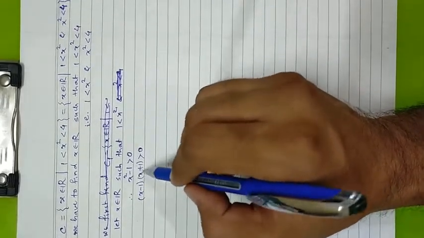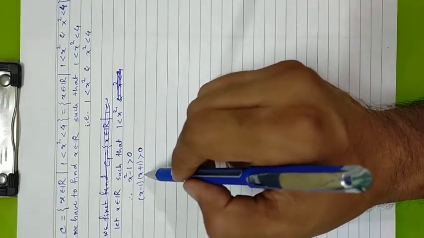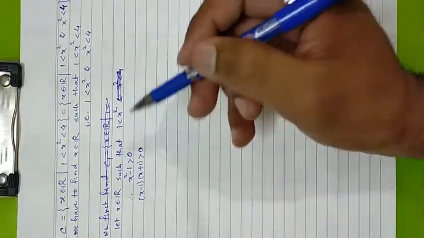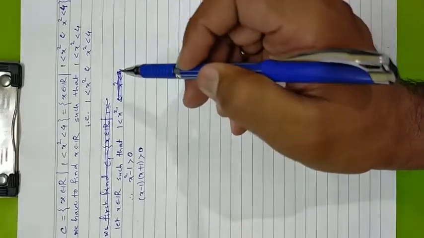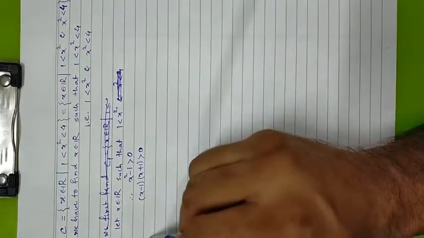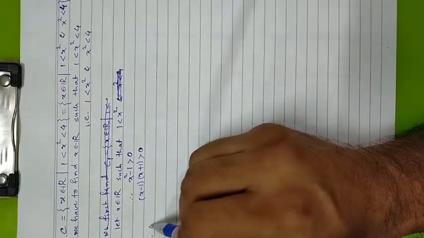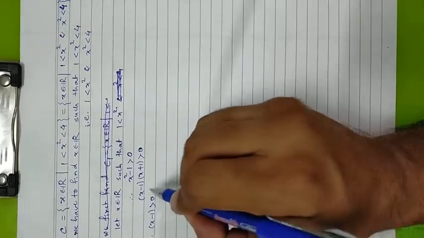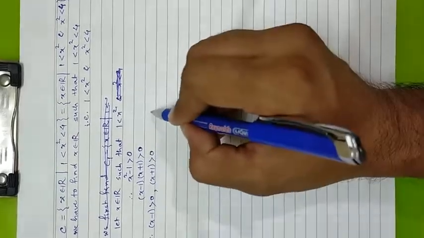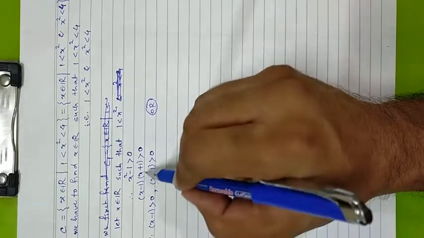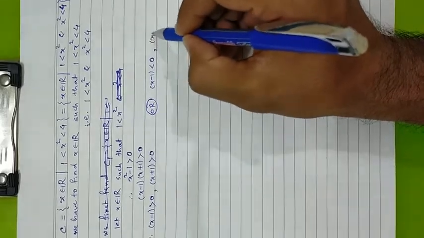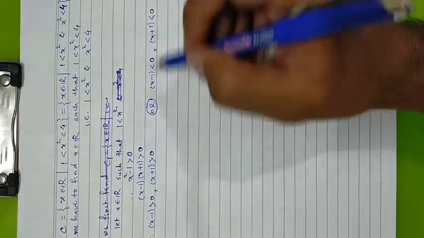Now it means that the product of two real quantities is positive. When the product of two real quantities is positive, we can have two cases: either both the quantities are positive, or both the quantities are negative. That means x minus 1 is negative and x plus 1 is also negative, right? We can have two possibilities.